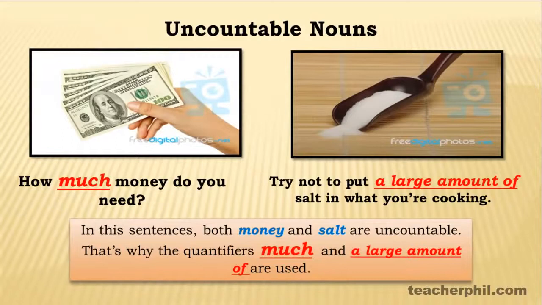For uncountable nouns, we have: how much money do you need? And try not to put a large amount of salt in what you're cooking. In these sentences, both money and salt are uncountable. That's why the quantifiers much and a large amount of are used.